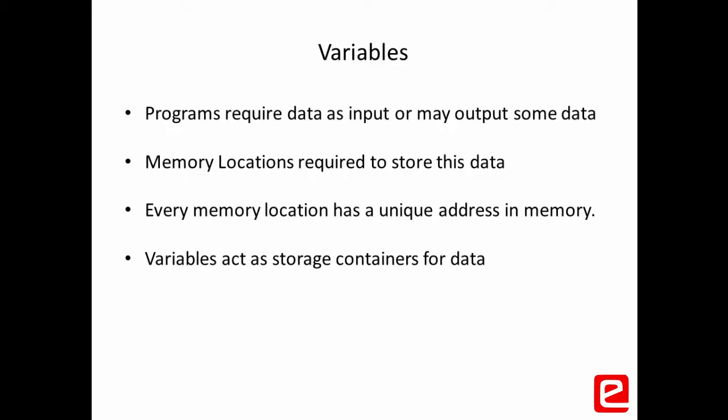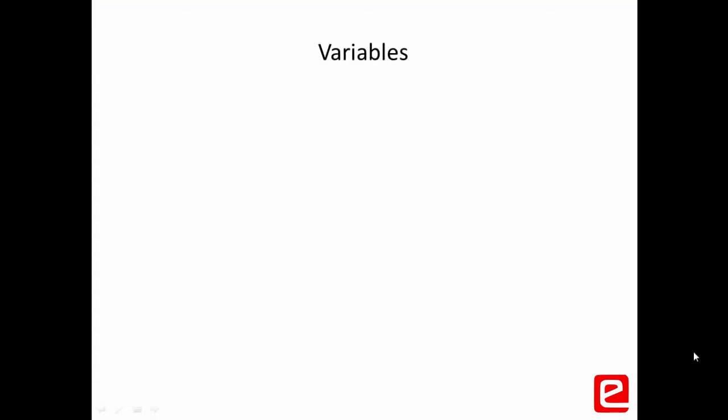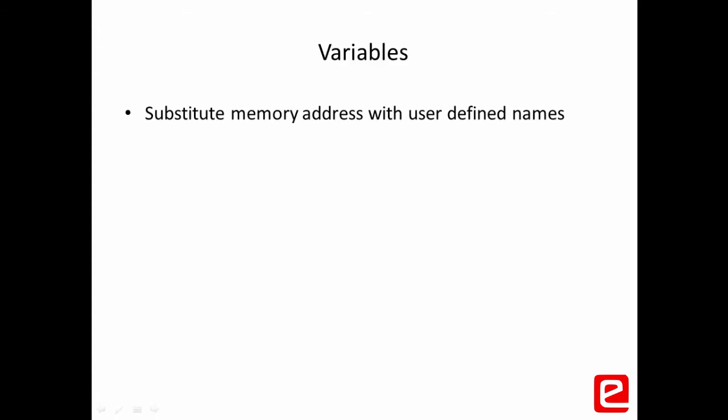This is where variables step in. Variables can act as storage containers for data. From our previous discussion, we concluded that in order to store data, some memory locations are required and we need to know the address of those locations. So instead of knowing the actual memory address, we can substitute it with user-defined names which are called variables.